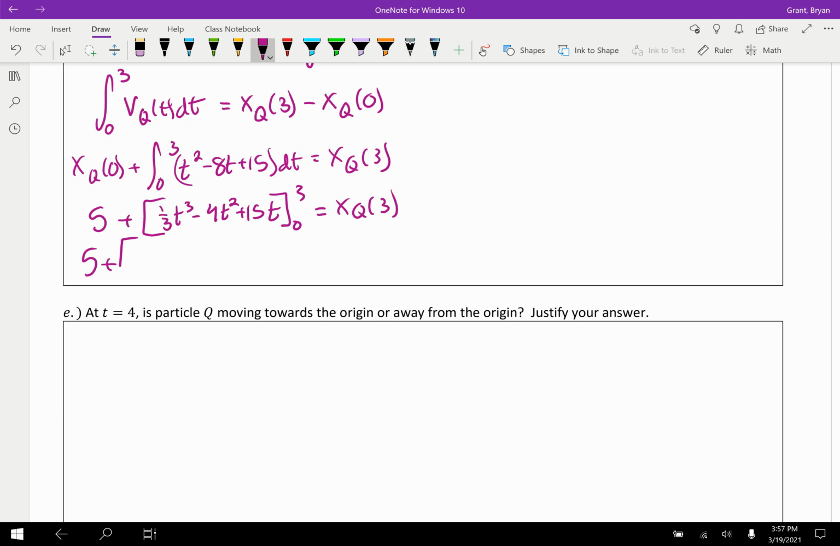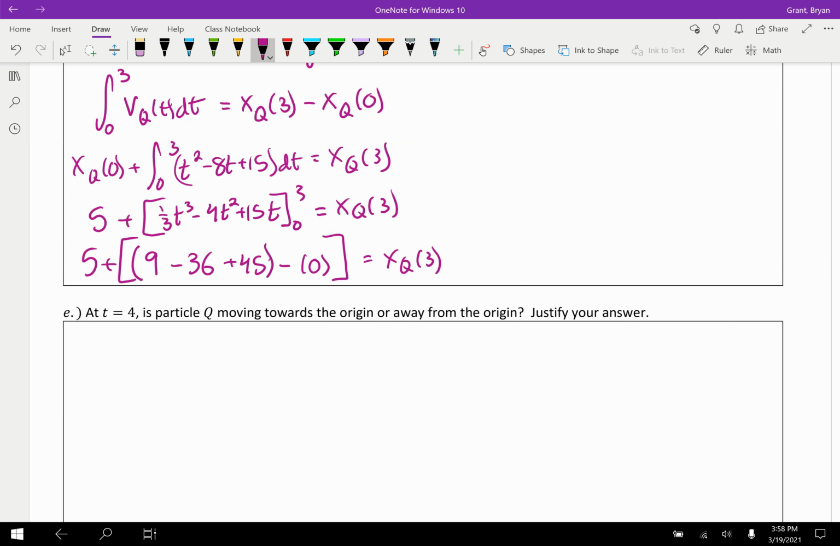5 plus, watch those parentheses. I actually like to keep the brackets and substitute in the 3. You can do as much mental math here as you would like. 3 cubed is 27. A third of 27 is 9. 3 squared is 9. 9 times 4 is 36. Plus 45, that's the first one, minus, and I love to put the minus in here, even though I can tell everything becomes 0. I think it's really useful to substitute in 0 here just to remind you of what that fundamental theorem is, and that's going to equal the position at 3.